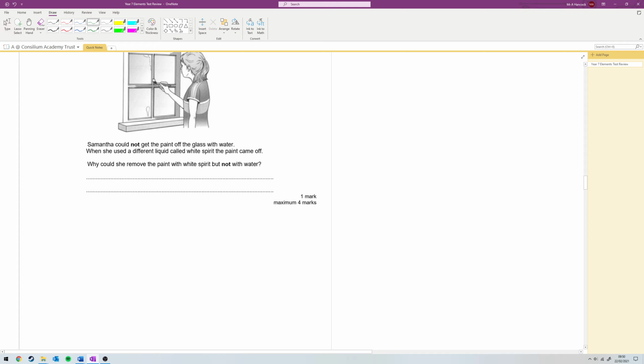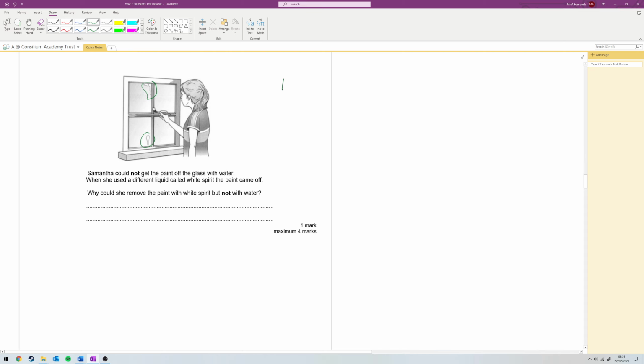So, here Samantha gets paint on her window. You can see she's a bit sloppy. She's got paint everywhere, right? She can't get the paint off the window with water, but she can get it with white spirit. So why does the white spirit remove the paint, but the water does not? What this is getting at is that water does not dissolve the paint. Okay, it doesn't dissolve it, but the white spirit does dissolve the paint.